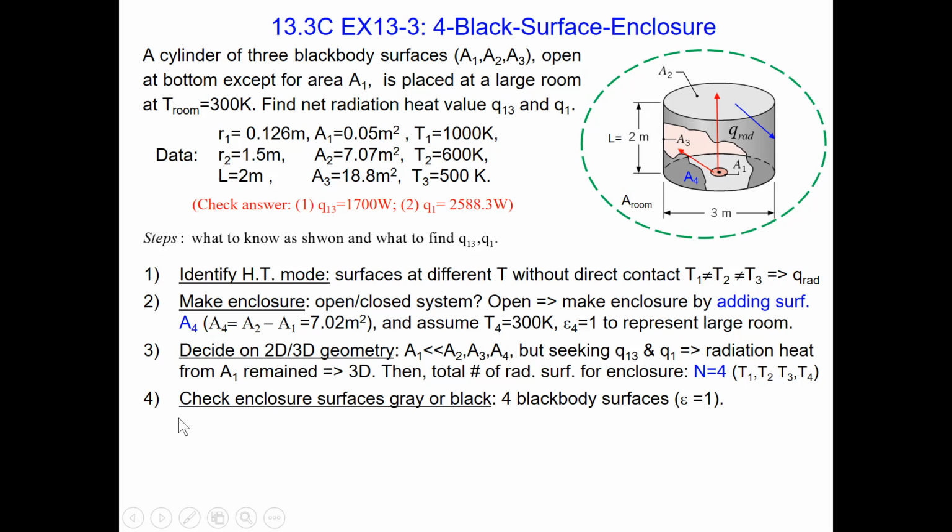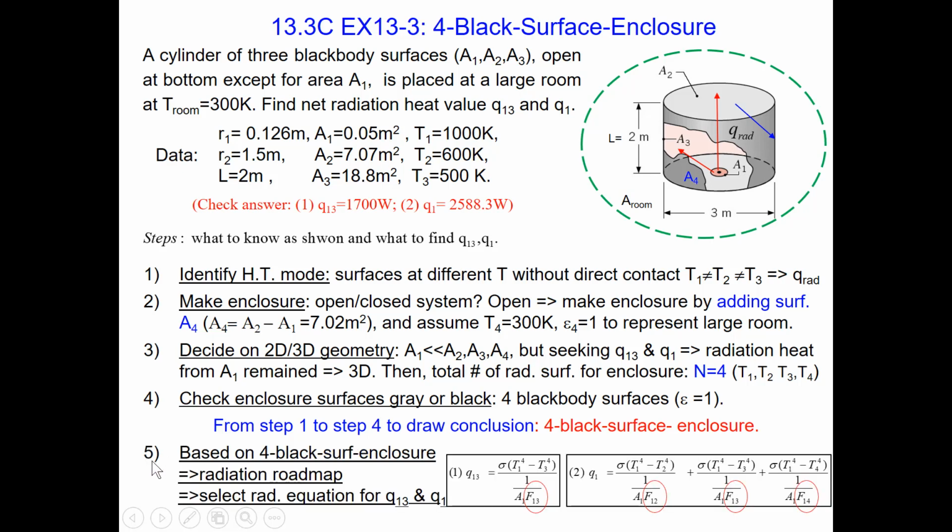Step 4. Check the enclosure surfaces on whether they are gray or black. We have 4 surfaces which are all black because each has an emissivity of 1. From step 1 to 4, we draw the conclusion it is a 4 black surface enclosure.